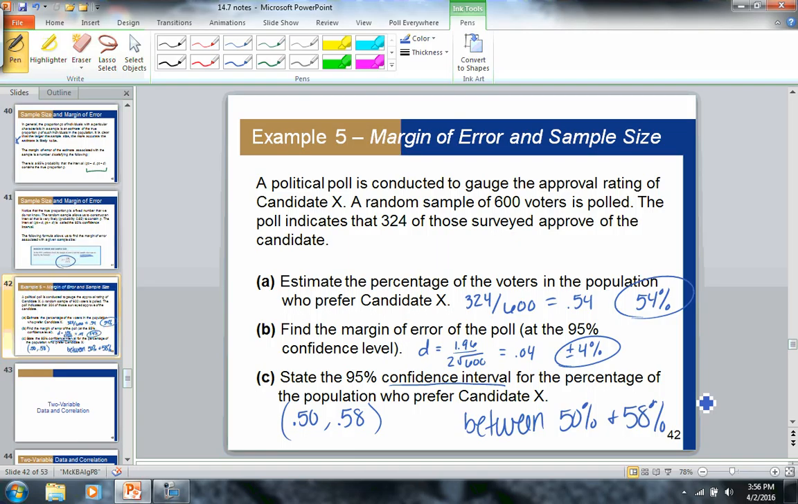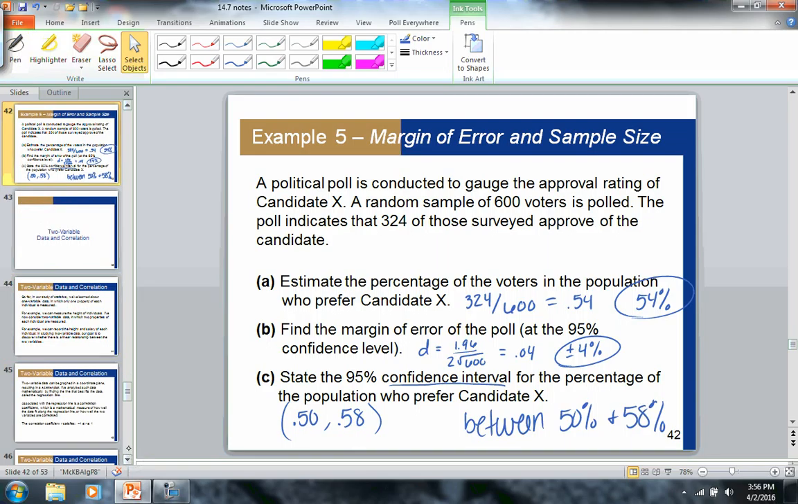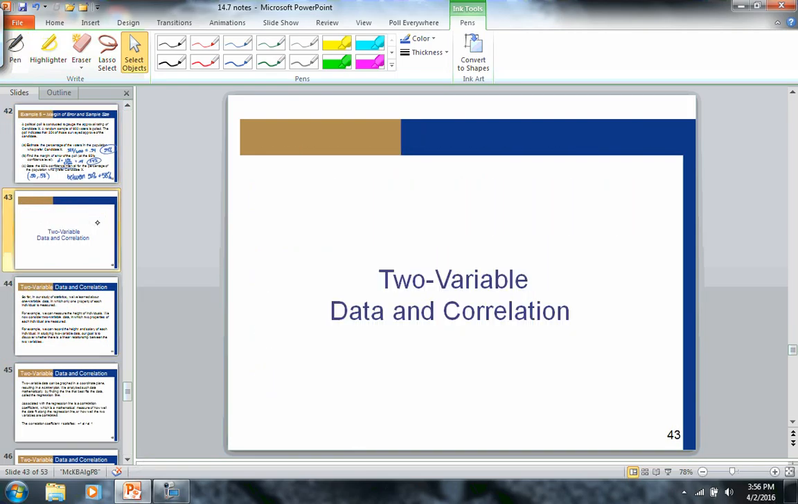Okay, so somewhere in between there, that's that interval where the true percentage actually lies. Because there's always a chance that you could get these numbers by chance. Okay. So now let's talk about our last concept, which is two variable data and correlation.